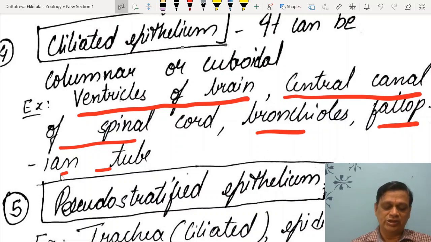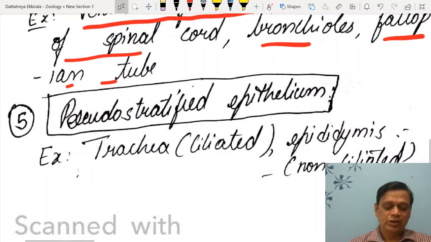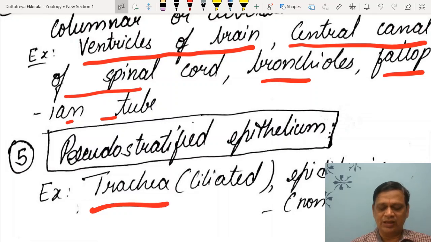So these are the regions, right? Now pseudostratified. Pseudostratified epithelium appears like stratified, which means multi-layered, but actually it is simple, and all cells are resting on the basement membrane. Then trachea, that is in mammals. Here all the examples are related to human beings.